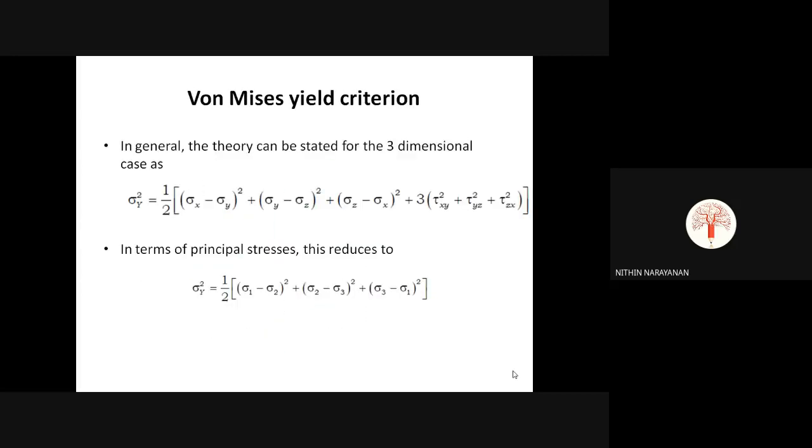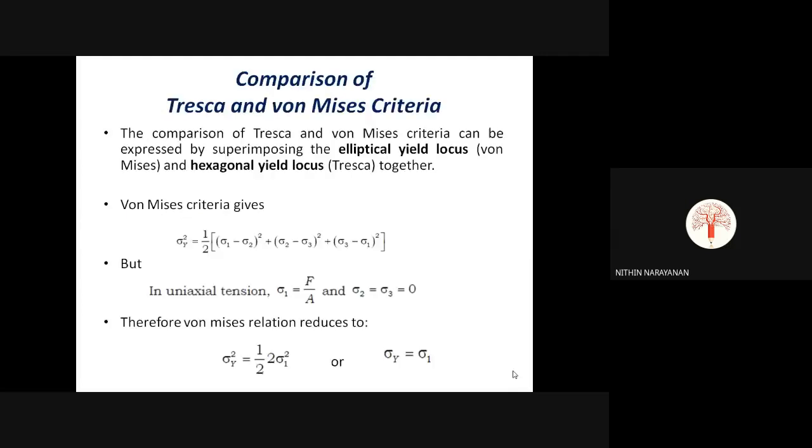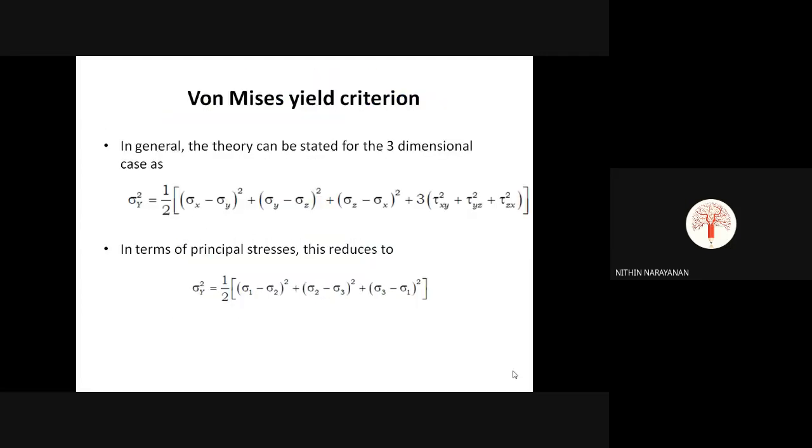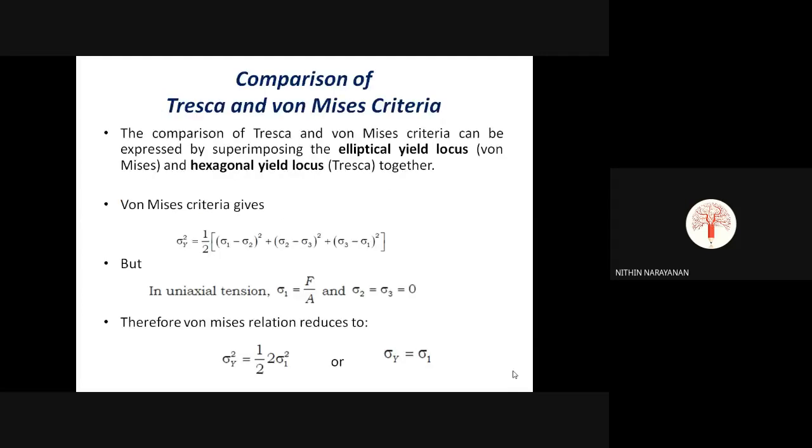So that is about the 2D von Mises theory. In 3D also we can represent it by this equation, in terms of principal stresses, but that is not required. Next is the comparison of Tresca and von Mises criteria. This is important; you may be asked for the comparison. Write it point by point; no need to go into detail.